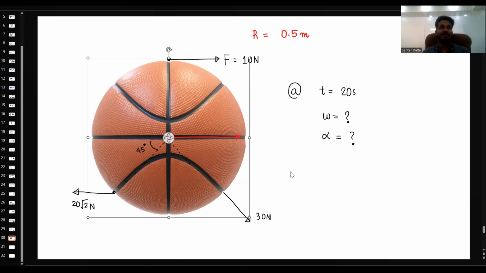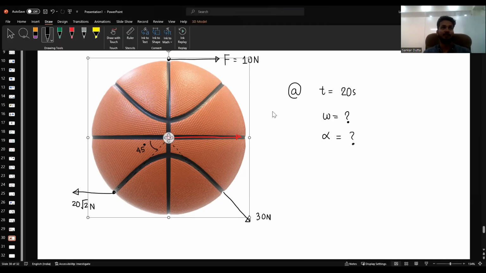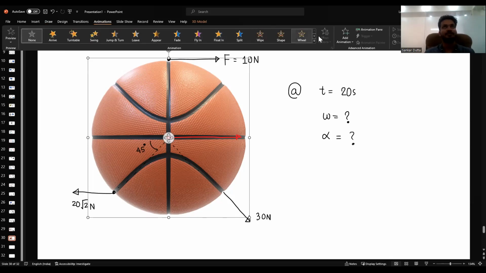Okay, the body is supposed to rotate only about its center. That's given in the question. It's not going to move forward or backward. It's just going to rotate about its own center. We have put a hinge at the center so that the body is not allowed to move forward. It's just rotating at its own location. That's given in the question.